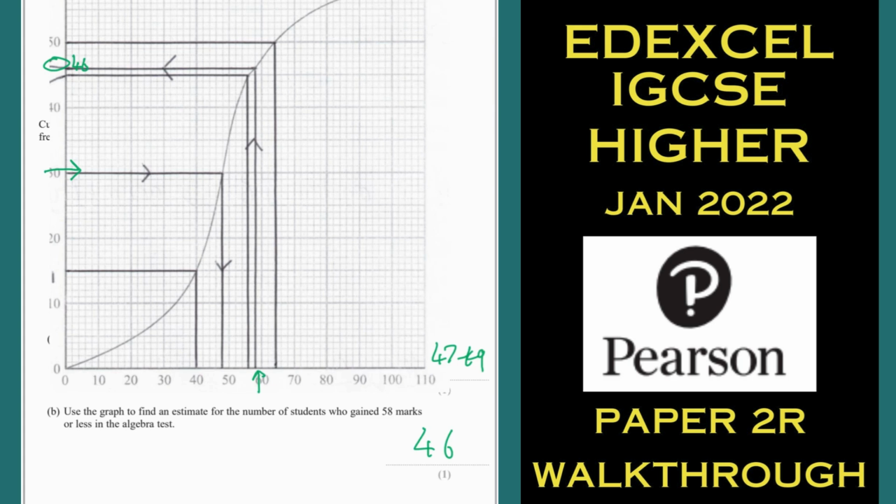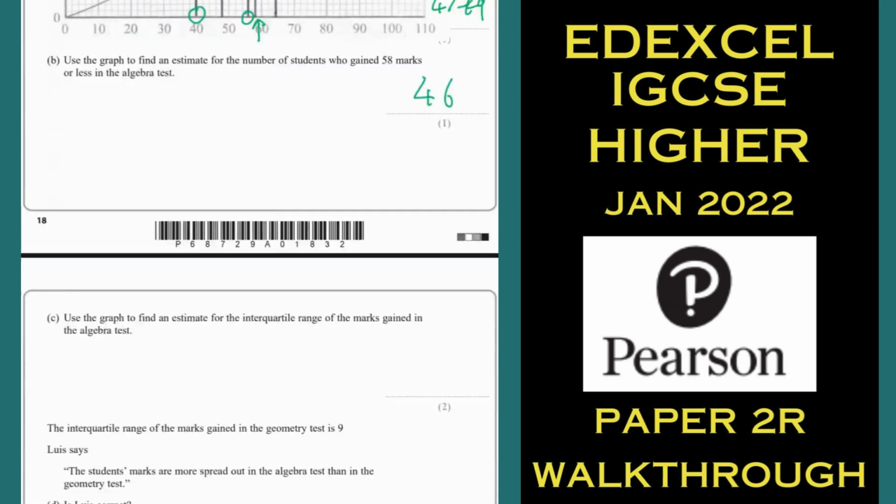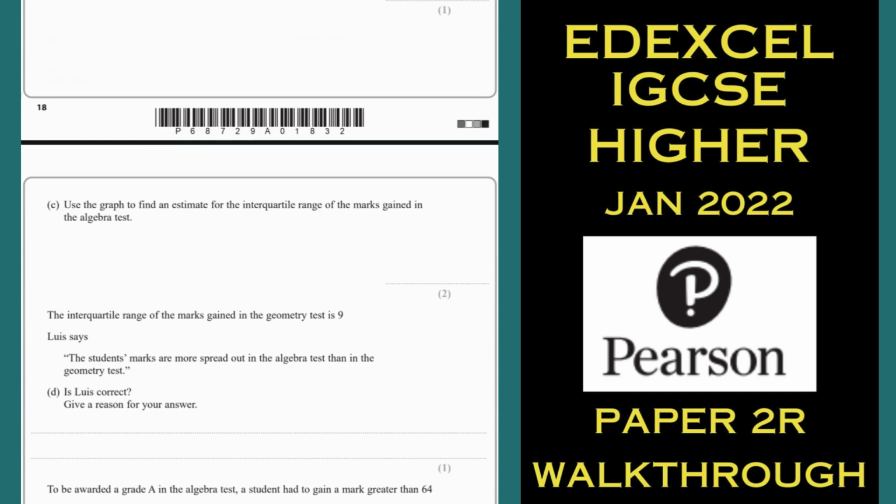I'll stay on this page because part C wants the interquartile range. So lower quartile is at 15. As you can see, mine looks like 40. Upper quartile is at 45. As you can see here, mine looks like 56. So 56 take away 40. I get 16. The mark scheme allows 16 to 18. And then we crack on.